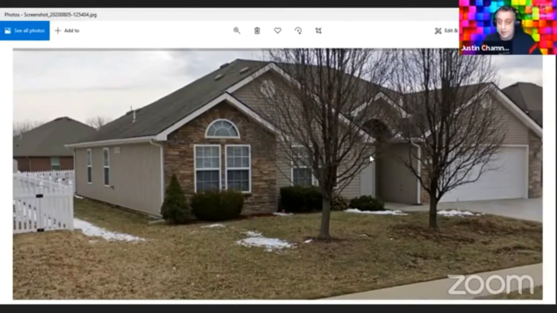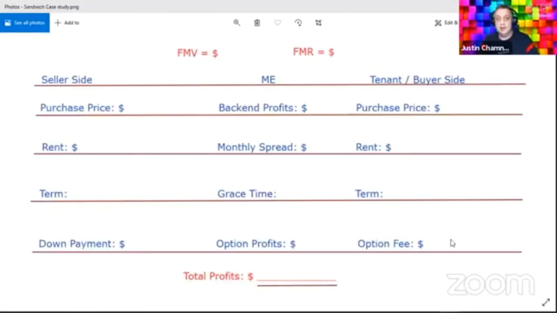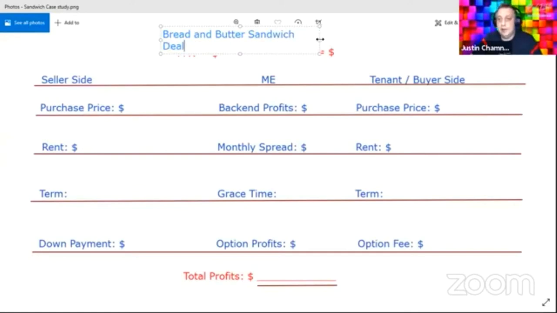Well, this is a 3-bedroom, 2-bath, 2-car garage. What do I normally call that? Anybody in here know? Let me add some notes to this one here. This is a bread and butter sandwich deal. Bread and butter. You guys have heard me talk about bread and butter. That's what I'm talking about. A three-bedroom, two-bath, two-car garage.